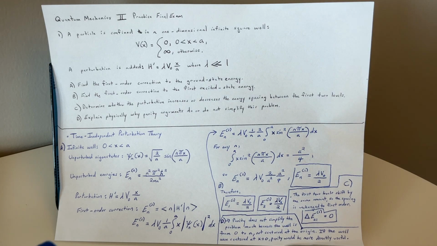And now letter D: explain physically why parity arguments do or do not simplify this problem. Okay, so what we could say here for letter D is that parity does not simplify the problem much because the well is from 0 to a. It's not centered at the origin. If the well were centered at x equals 0, parity would be more directly useful. So that takes care of A, B, C, D for number 1.